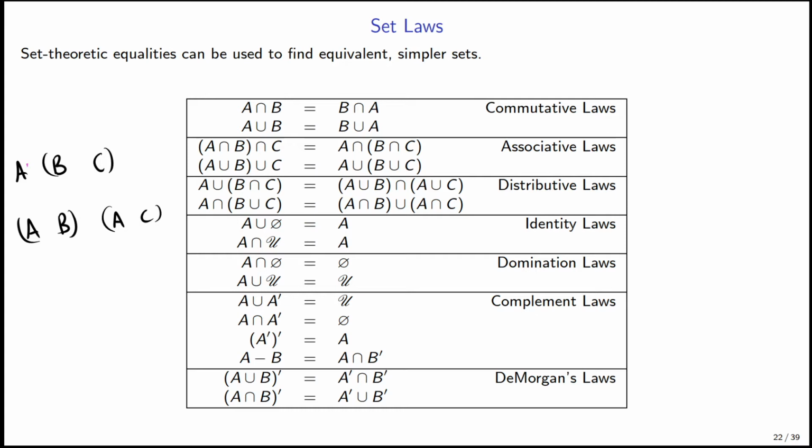If we have 2 different operators, so let's say union and intersection, so A union B intersection C, I can distribute this. So what I can do first is I can take A union B, and then I can intersect it with the other distributed operator, so A union C.